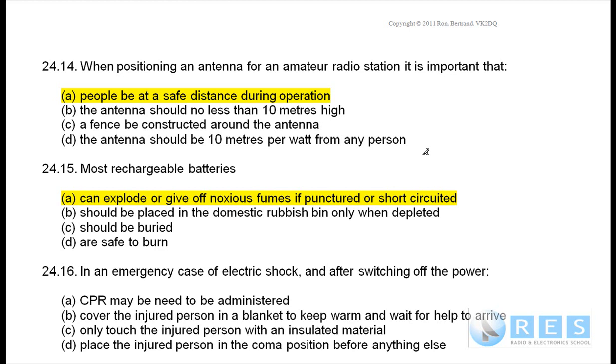And the cells I was using, by the way, were nickel cadmium cells. But just about any battery, if it's short circuited or punctured, it can give up all of its energy in a very short period. That causes the chemicals in it to boil. And those fumes from those chemicals can be very, very dangerous.